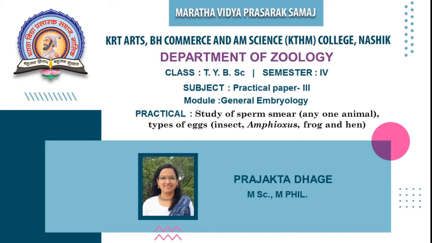Today I'll be taking a class for TYBSc Semester 4. The subject that we are dealing with is Practical Paper 3 and the module is General Embryology. From this module we are going to take the practical study of sperm smear. Any one animal, we will be dealing with the human sperm over here, and the types of eggs. So we are going to see the insect egg, the amphioxus egg, the frog egg, and then we will be dealing with the egg of the hen. Okay, so let's begin with the practical.